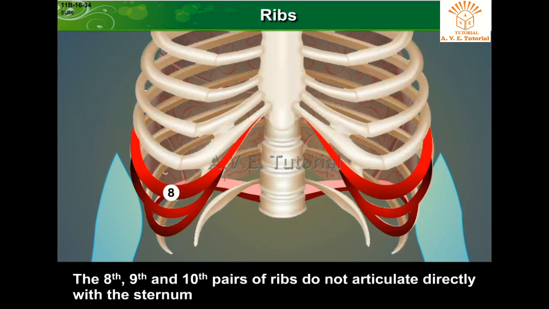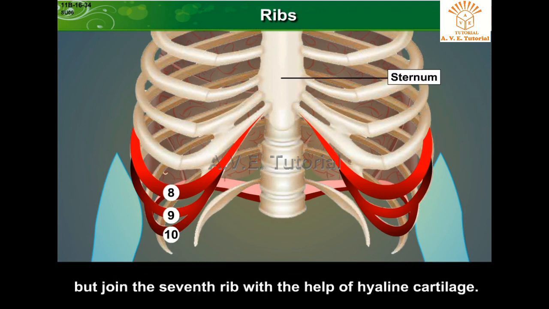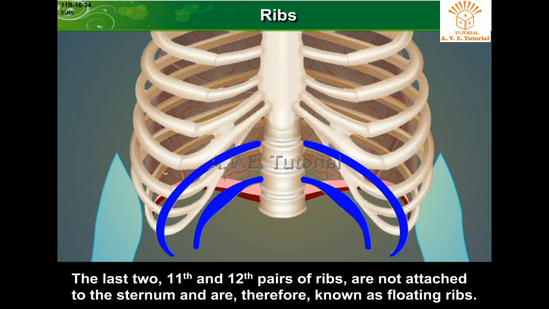The 8th, 9th, and 10th pairs of ribs do not articulate directly with the sternum, but join the 7th rib with the help of hyaline cartilage. The last two, 11th and 12th pairs of ribs, are not attached to the sternum and are therefore known as floating ribs.